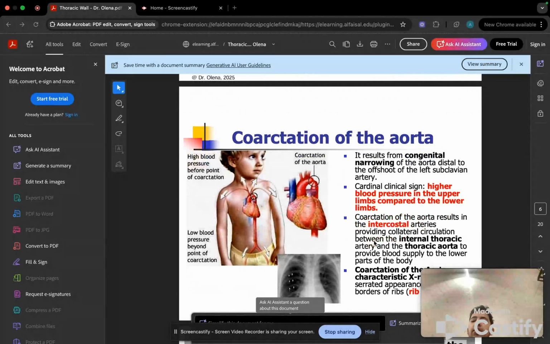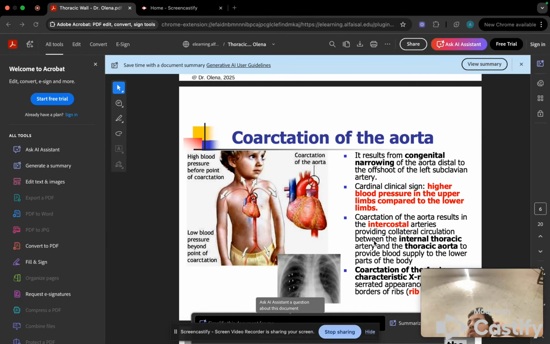Now we have the coarctation of the aorta. It's a congenital cause, so it's a genetic defect where after the arch of the aorta, there is some narrowing on the aorta. Now what will this narrowing cause? It will cause the descending aorta and all its branches under the coarctation to have lower blood pressure. And what does the descending aorta supply? It supplies almost all the lower abdomen and lower limbs.